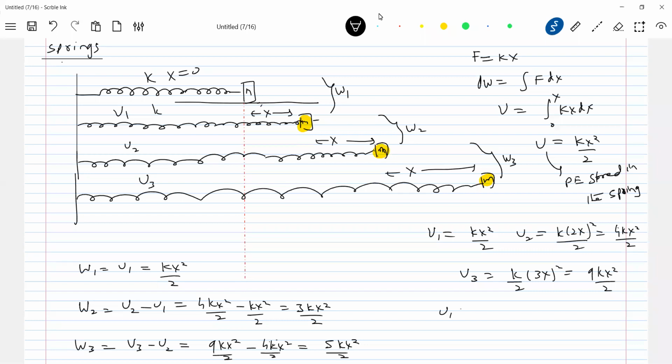Now what is the ratio of energy stored in the spring? It will be 1 is to 4 is to 9. What about the work done?